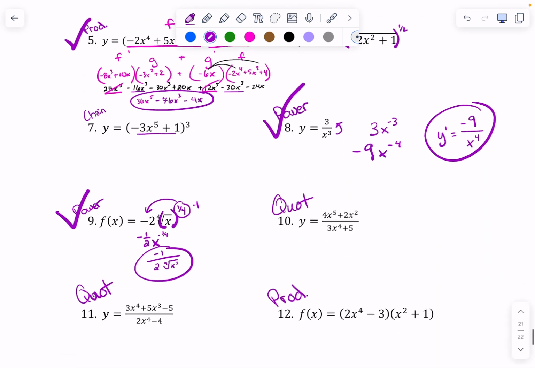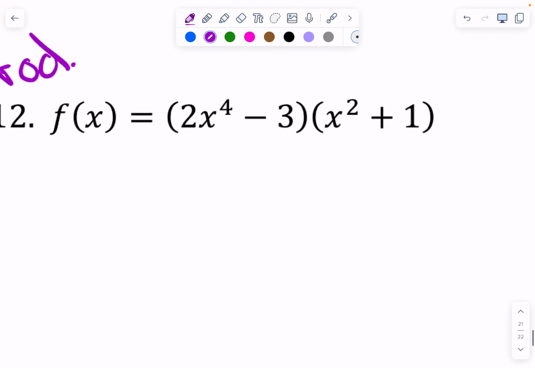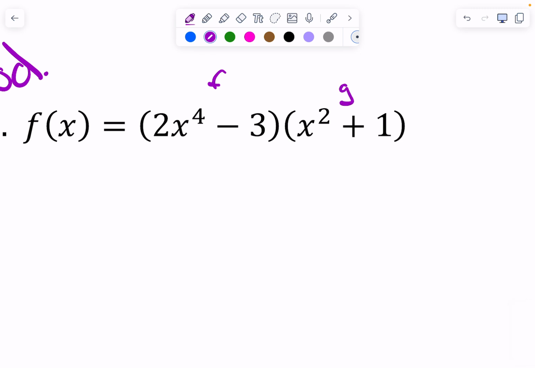Third product rule. Where's the third product rule? Right here. Number 12, F times G. Do you want to try it on your own? Yeah. Go, do it on your own. I'll give you a 30-second head start, and then I will go. And don't look at mine until you're done with yours. Okay? F prime.